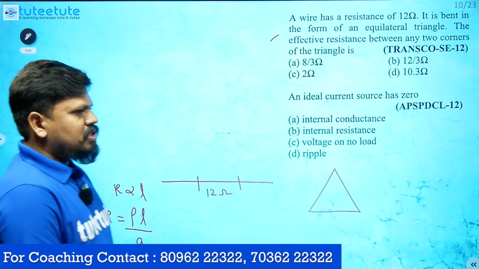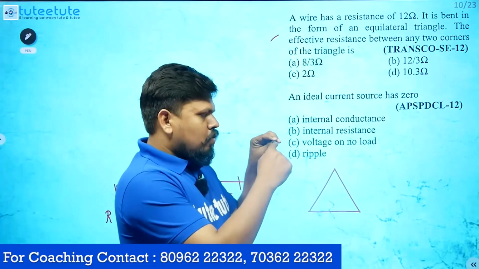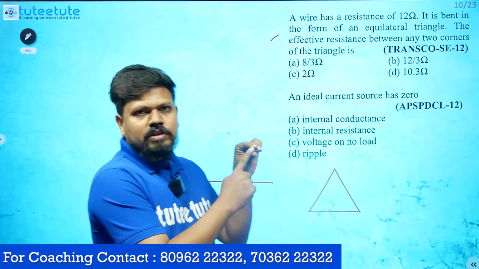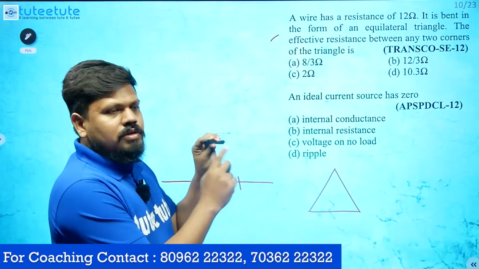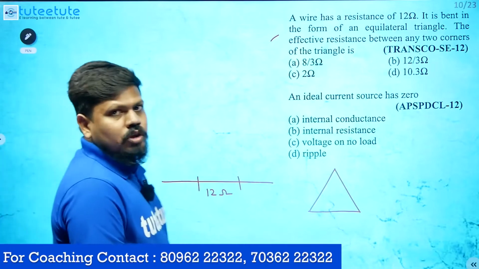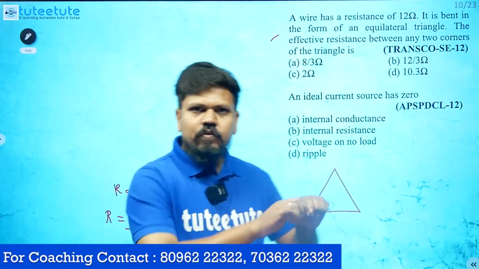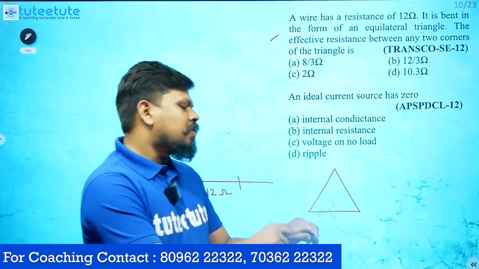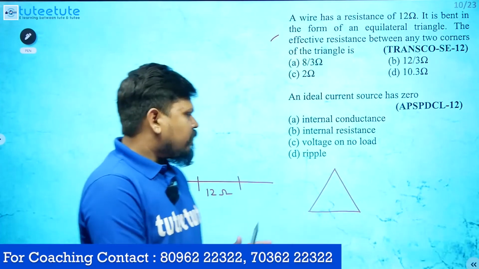The area of cross section is not changing. If this is the wire, whatever you are seeing, this is the area of cross section, and this is the length. The area of cross section will never change. Rho, being a material property, is also not changing. It is the same wire we are bending. We are not changing the copper wire into aluminum. It is the same wire we are using.